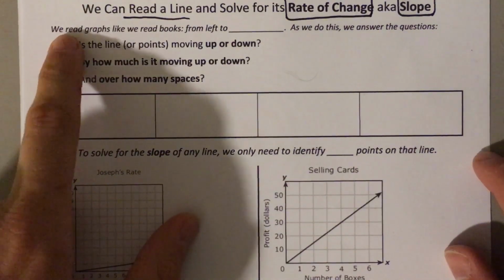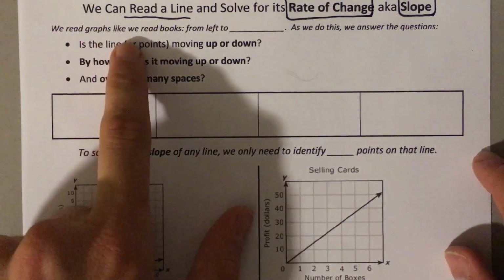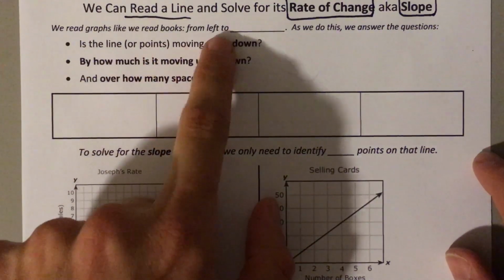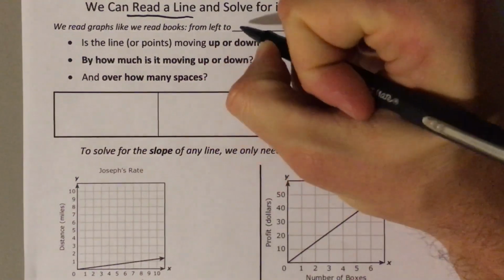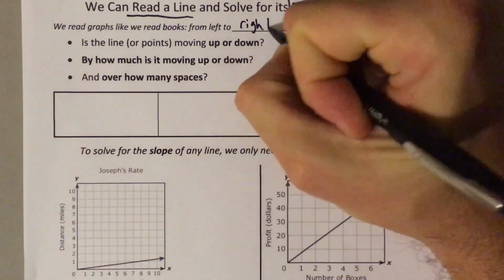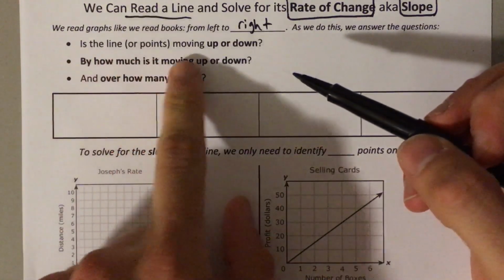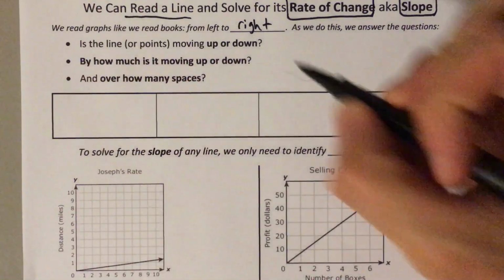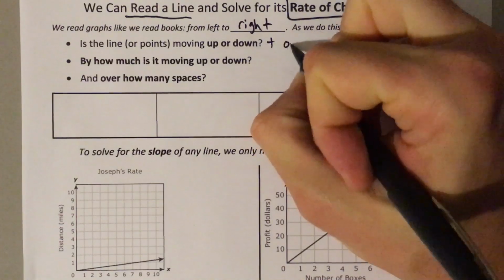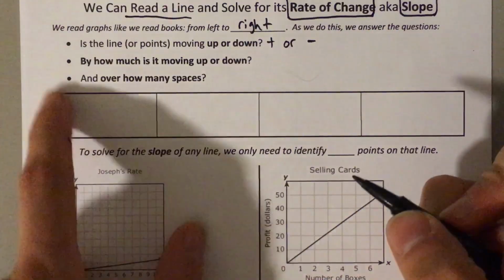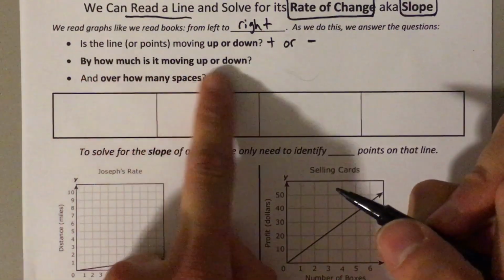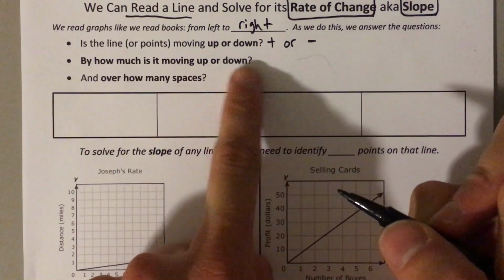The most important thing to know if you're reading a graph is that you're going to read it just like you would read a book. So we're going to go from left to right. And as we do that, there are some things we want to know. Is the line moving up or down? So we're thinking, is the line positive or negative? We're also wondering by how much is it moving up or down? So we're going to assign a number to this.